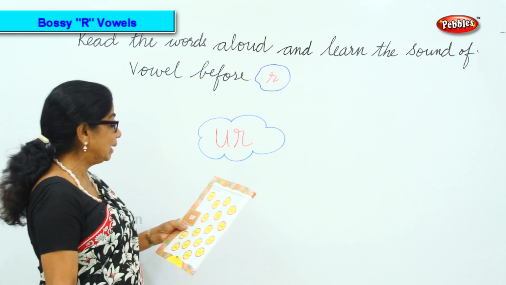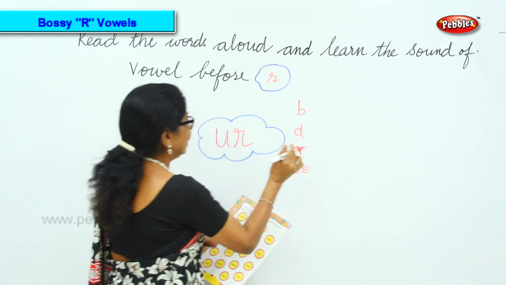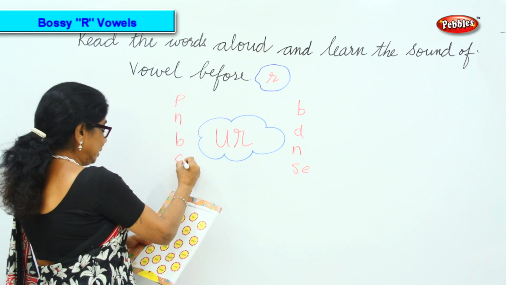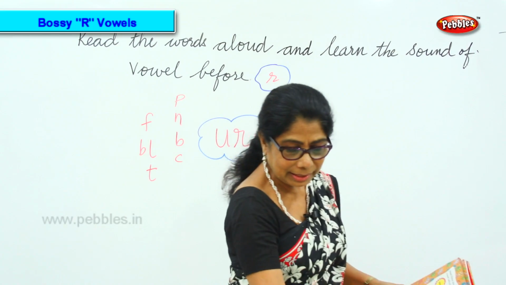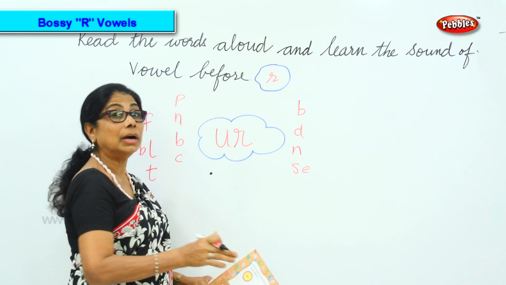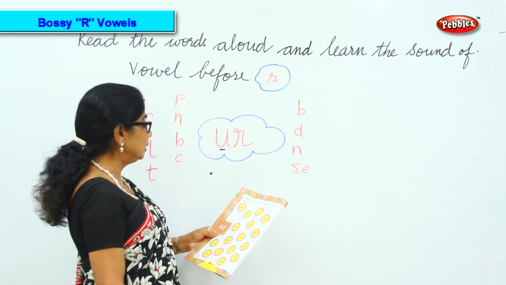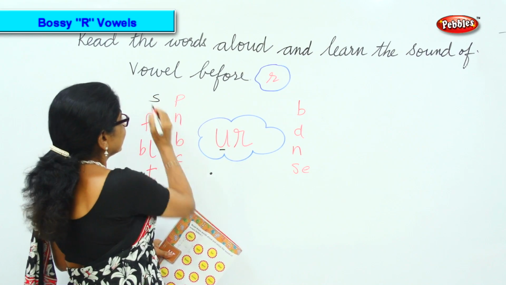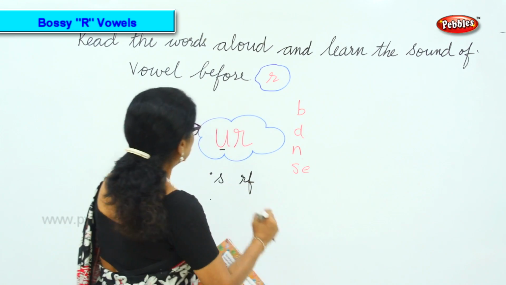Okay, we have some letters like B, D, N, S, E on one side, and on the other side we can have P and N and B, C, F, B, L and T. Now with this, let us create some words with the sound ur. Let's create words. Sound ur, U remaining silent, R being strong. Okay, now first is spur. Or we can write surf. Surf, and here U is silent.